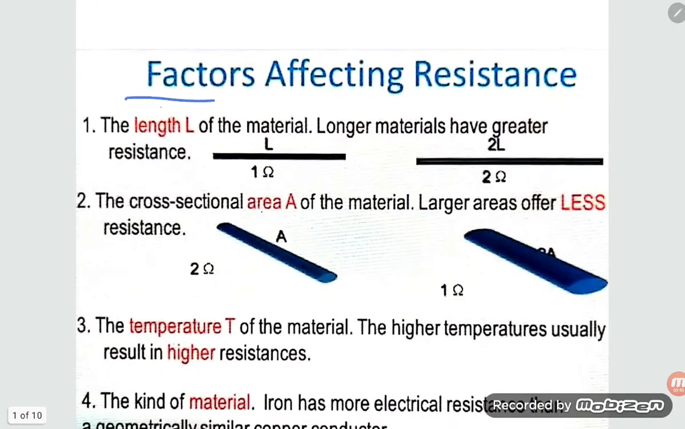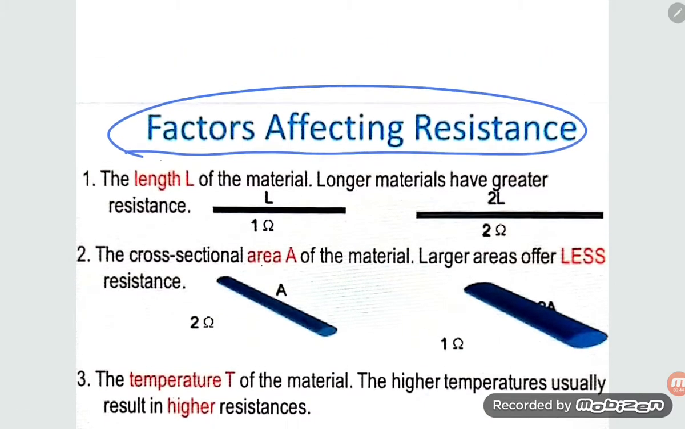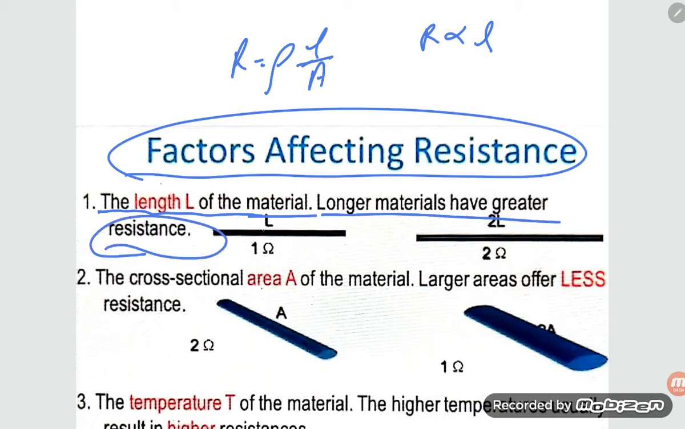What are the factors on which resistance depends, students? You already know the relation, R is equal to rho L by A. So R is proportional to L. Greater the length, greater the resistance, the length L of the material. Okay, the longer the material, the greater the resistance. When 1 meter length is there, resistance is 1 ohm, but when 2 meter length is there, resistance is 2 ohm.